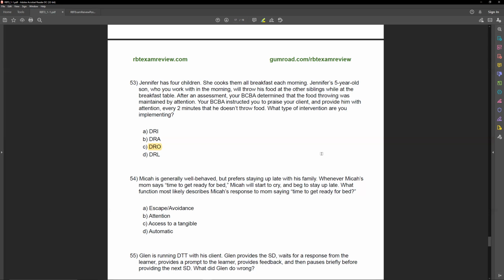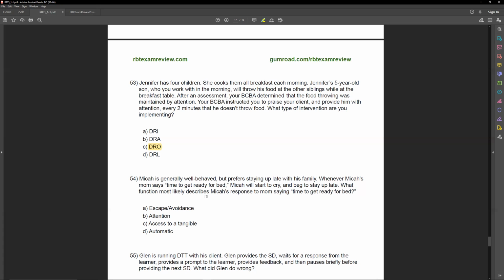Go back and review DRO, DRA, DRI if you don't understand this question. It's a very straightforward differential reinforcement question, okay? So hopefully you've got this one pretty easily, right? If you didn't, go back and review, okay, differential reinforcement.